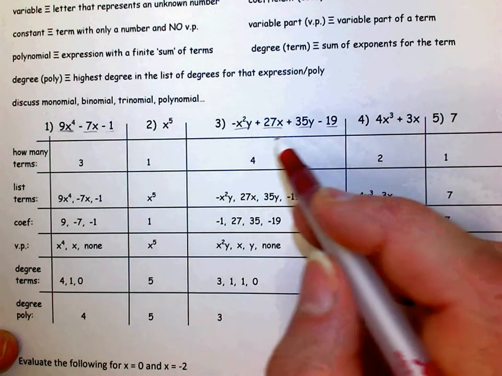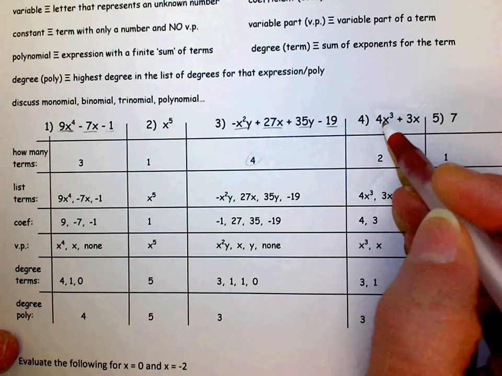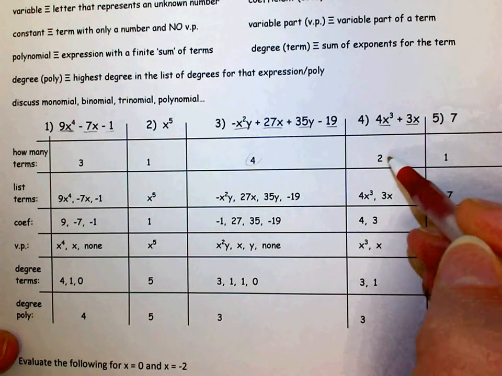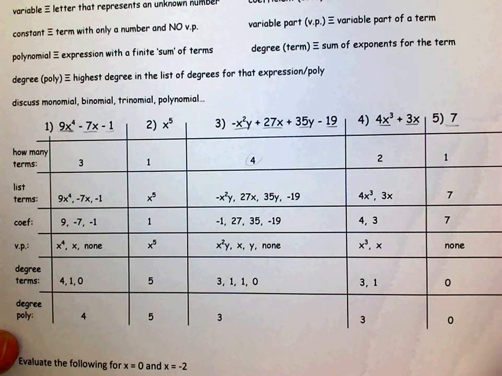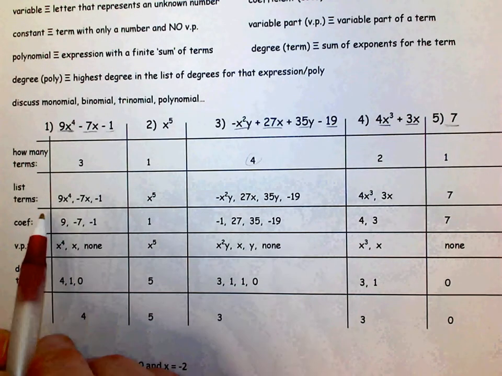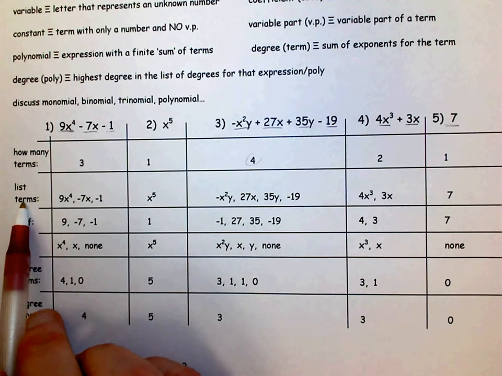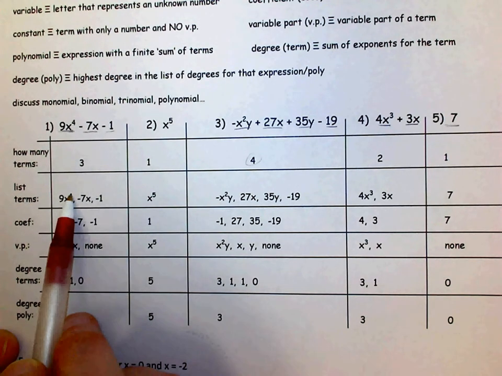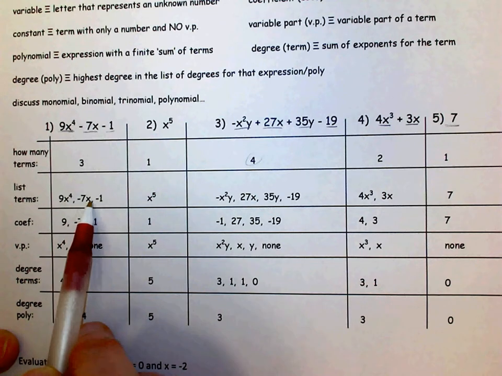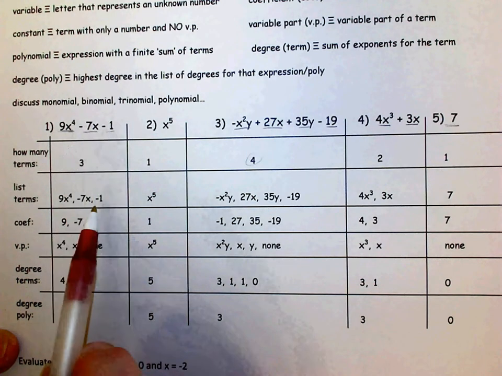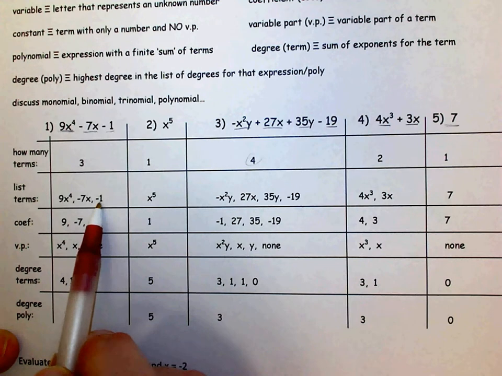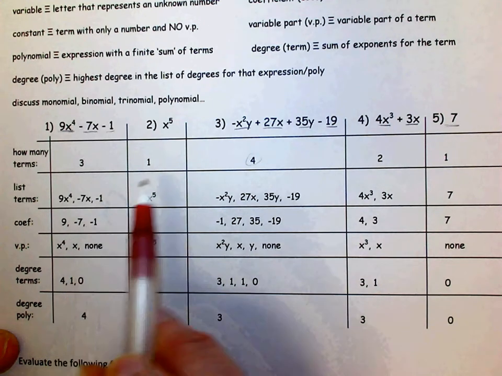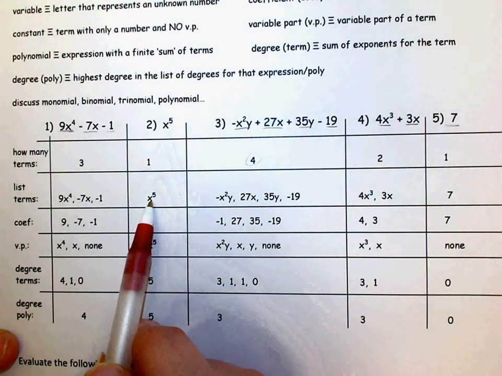Okay, so this has 4 terms. This has 2 terms. This has only 1 term. Now, list what the terms are. So here, 9x to the 4th, negative 7x, so notice that you keep your sign with that term, and then negative 1. This one, just x to the 5th.